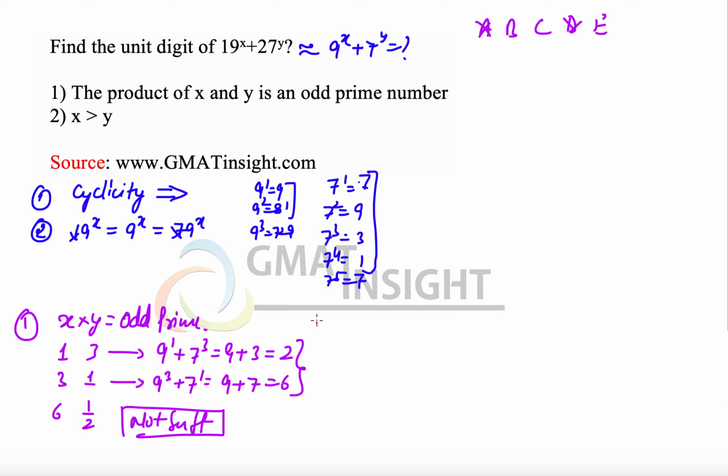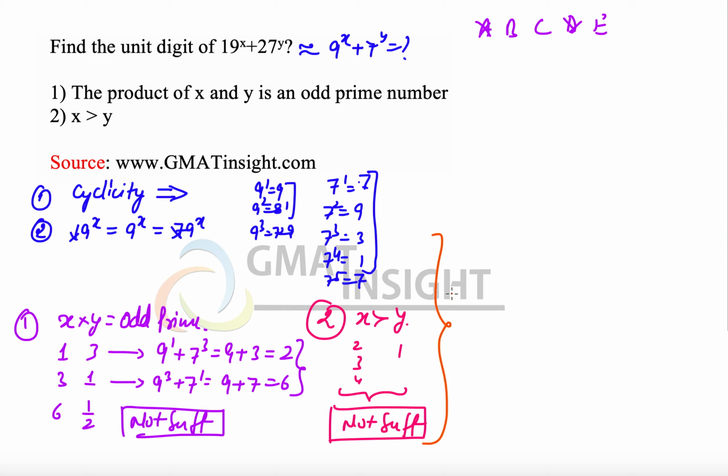Let's check the second statement here. The second statement only gives us x is greater than y. Once again, when y is taken as 1, x can be taken as 2, 3, 4, etc. Many possibilities. Again, not sufficient because the unit digit at different powers will be different for different values of x. Now, when we combine the two statements, we need to understand that x into y is an odd prime number and we also know that x is greater than y.